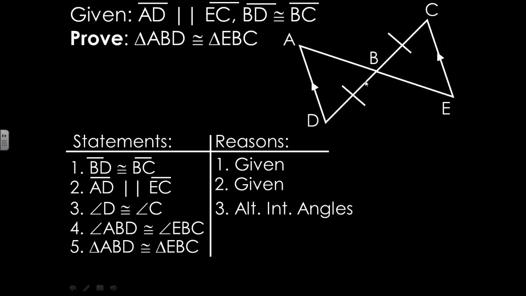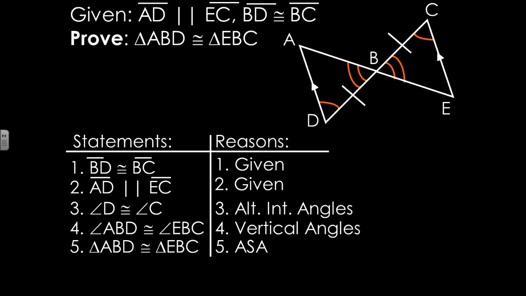Next, we've got angle ABD, which is here in the middle, and angle EBC, which is also here in the middle. How do I know I can mark those congruent? Vertical angles, so we would mark that. Now we have enough evidence from the case to close the case and prove it. We're able to prove the triangles are congruent by angle side angle.